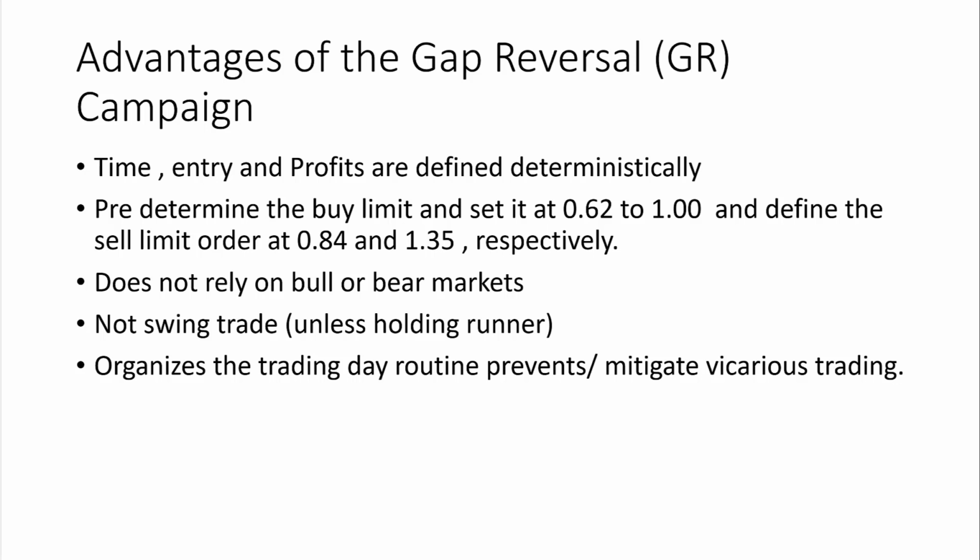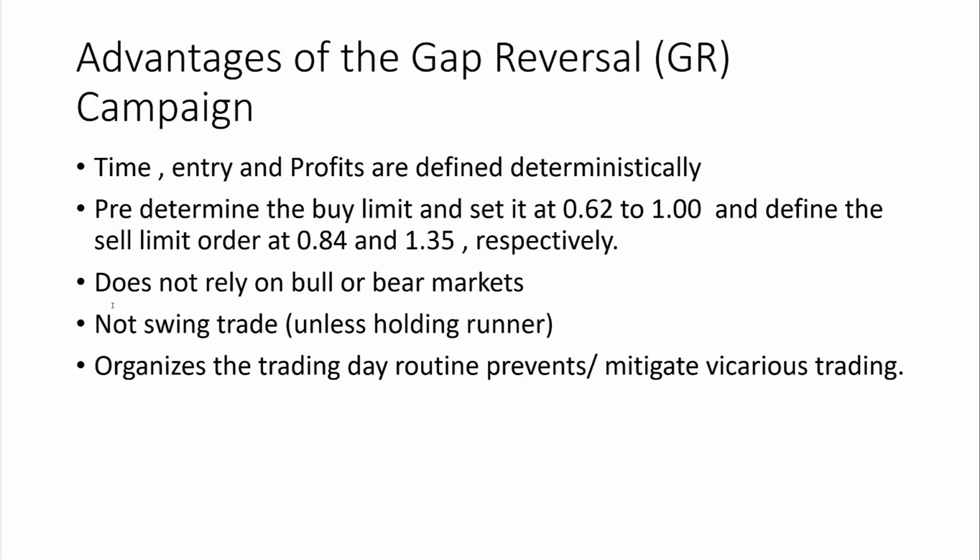Okay, and we will predetermine the buy limit and set it in the morning at around 0.62 or $1, and define the sell limit order immediately at 35% respectively. So that's the determining factor around this gap reversal, and that's an advantage. So once you put in your order and you make that preliminary assessment about where the contract price is going to be at the open, then you can put in a buy and sell limit order to get the best price.